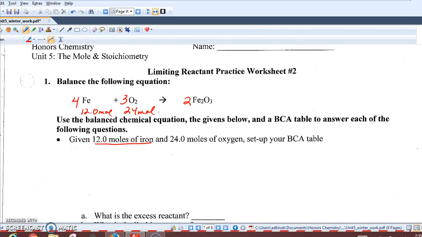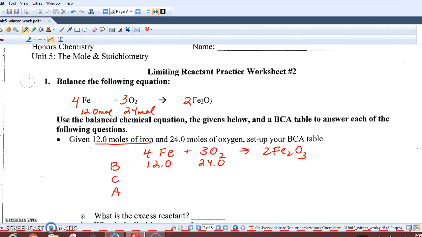All right, so if we set up our little BCA table, we've got 4Fe plus 3O2 makes 2Fe2O3. So before, change, and after. To begin with, we have 12 and 24. We've got to divide our given by the coefficient. So we would do 12 divided by 4, and we get 3 there. And then we would do 24 divided by 3, and we would get 8 there.